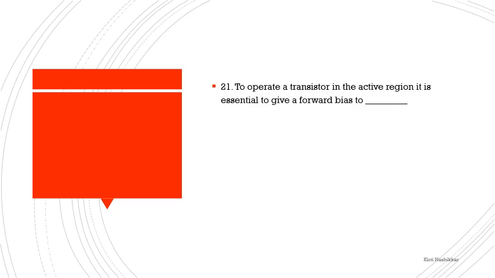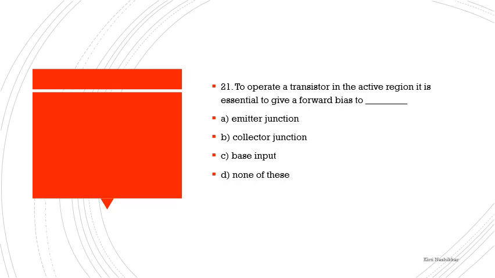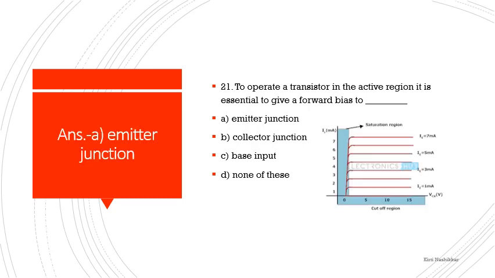To operate a transistor in the active region, it is essential to give a forward bias to dash. As I told you, in the active region the input section is forward and the output is reverse. Now it depends on which configuration you are operating the transistor in. Mostly we are operating the transistor in the CE configuration. So here we will say that the emitter junction must be forward biased for the transistor to operate in the active region.